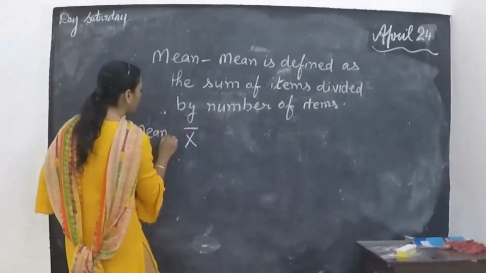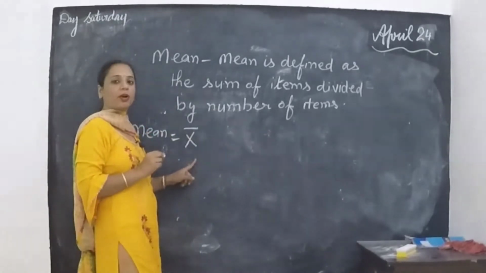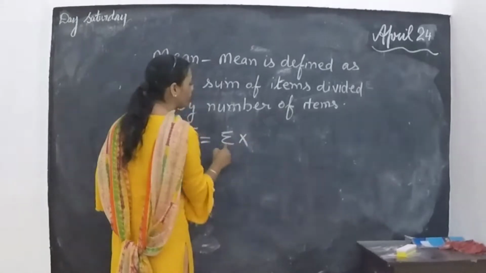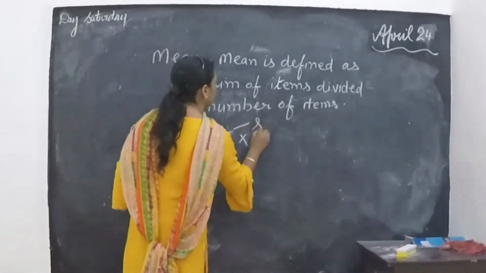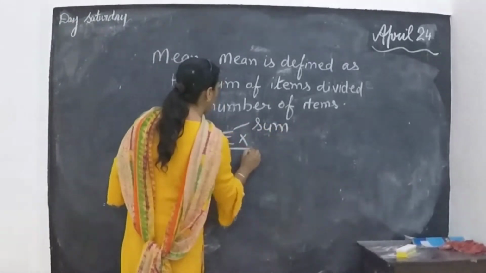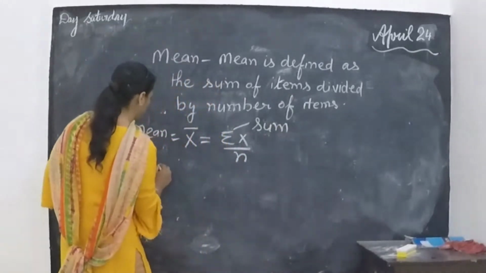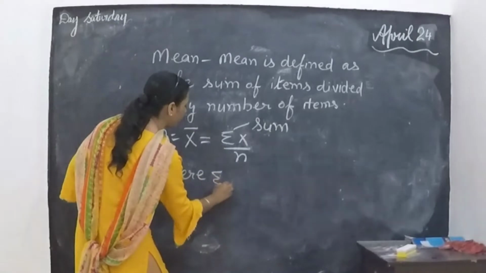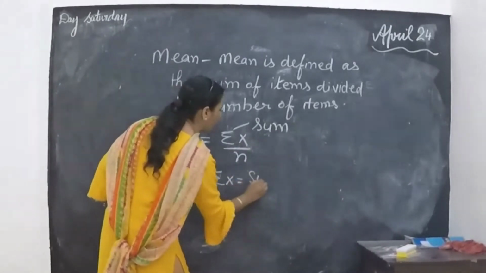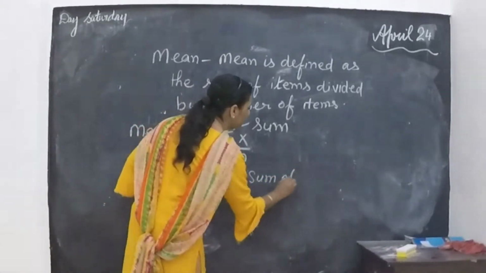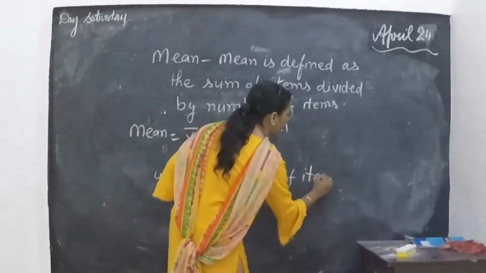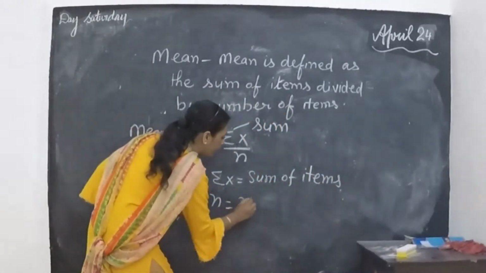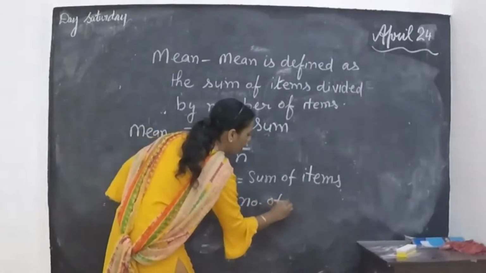What is the symbol of mean? It's x bar. Its formula is summation x over n, where summation means sum of items, and n is equal to number of items.